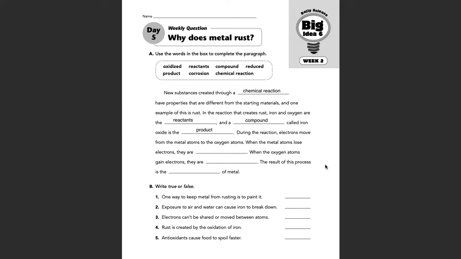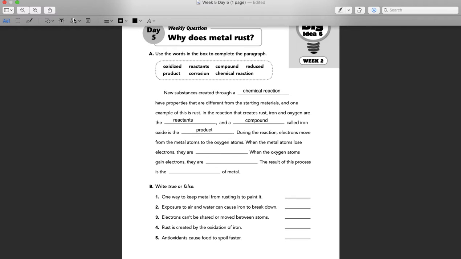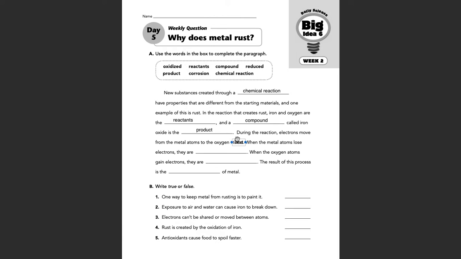During the reaction, electrons move from the metal atoms to the oxygen atoms. When the metal atoms lose electrons, they are blank. So we have either oxidized, reduced, or corrosion. Remember when metals lose electrons, this is from the other day, they go through a process called oxidization, so they are oxidized. When they're exposed to like moisture or oxygen, that is what happens.